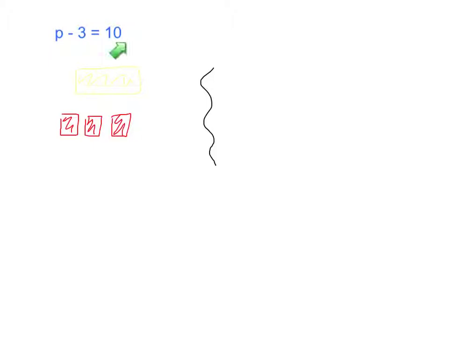And then on the other side of our equation, we have 10. And so 10 in this case is represented as a positive number, so I need to draw 10 positive squares over on this side. So 3, 4, 5, 6, 7, 8, 9, 10. So I've now visually represented my equation using algebra tiles. So this represents P minus 3 equals 10.